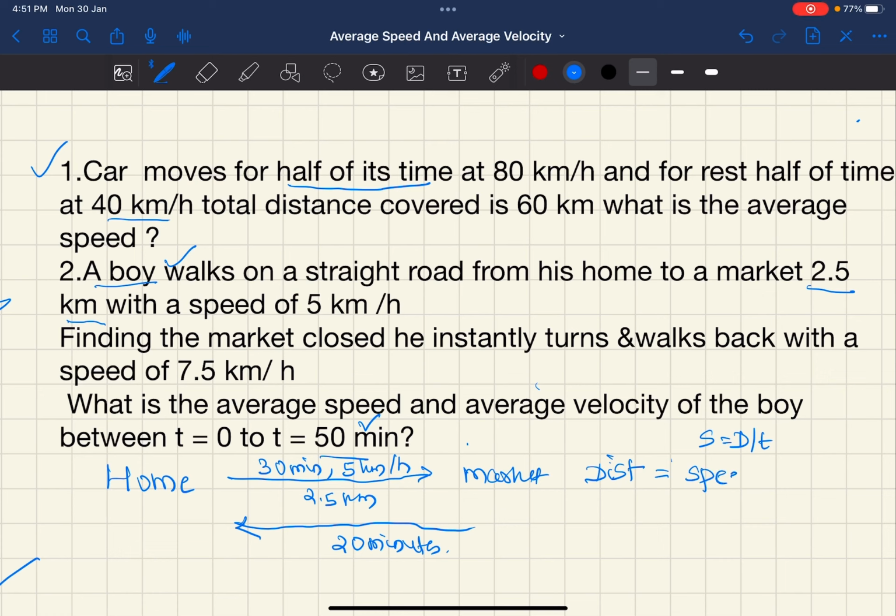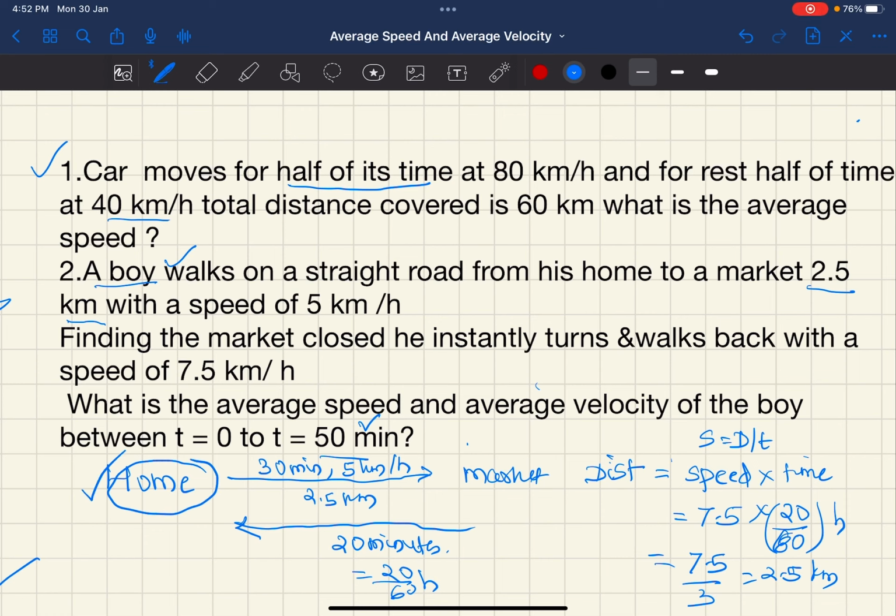Now he has increased his speed, he is walking fast, and he is left with 20 minutes, which is nothing but 20 upon 60 hours. The speed he has increased to is 7.5 kilometers per hour and his time is 20 by 60 hours. So this becomes 7.5 upon 3, which is 2.5, which is equal to the distance between the home and market. So he has again traveled 2.5 kilometers back and he has reached home.